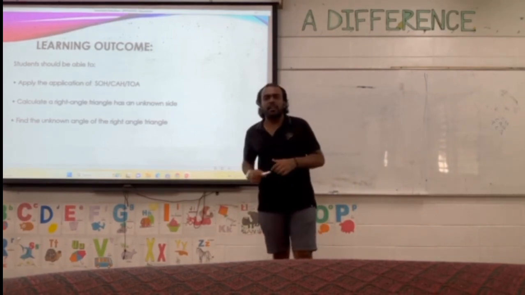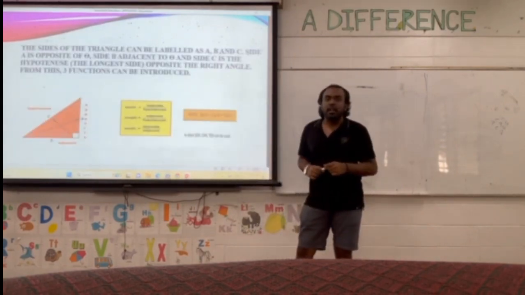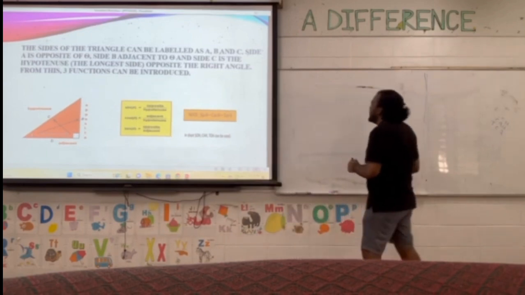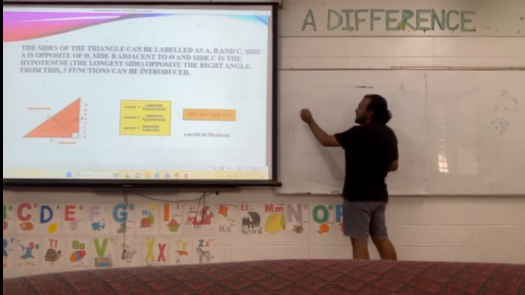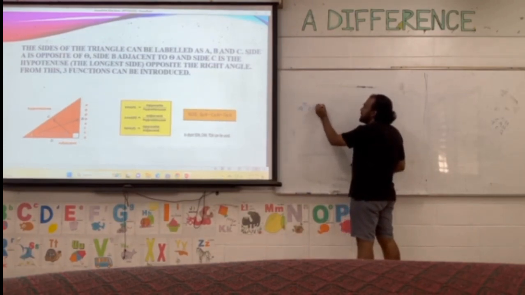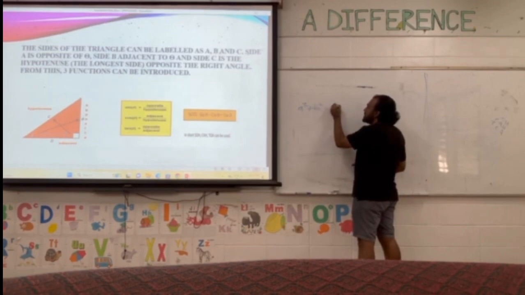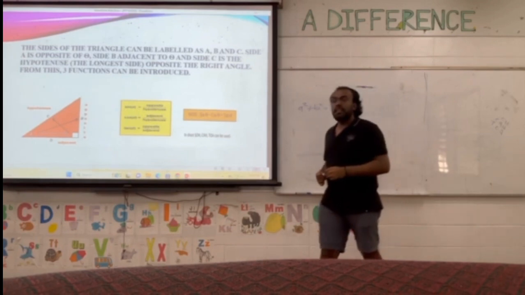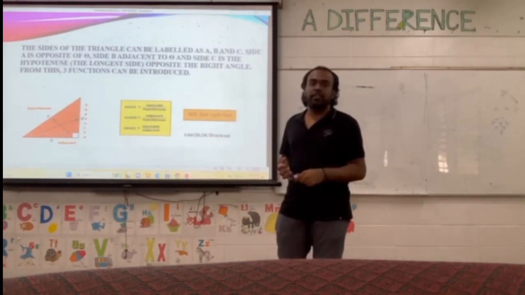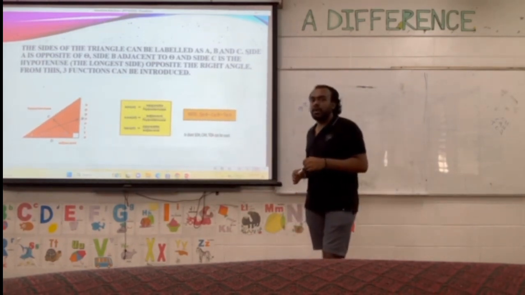So just a basic recap from last week's class. Last week we learned about the Pythagoras theorem. Students, the Pythagoras theorem is a squared plus b squared equals c squared. And the other thing we learned last week was the trigonometric functions, which is SOHCAHTOA. We just learned it briefly.